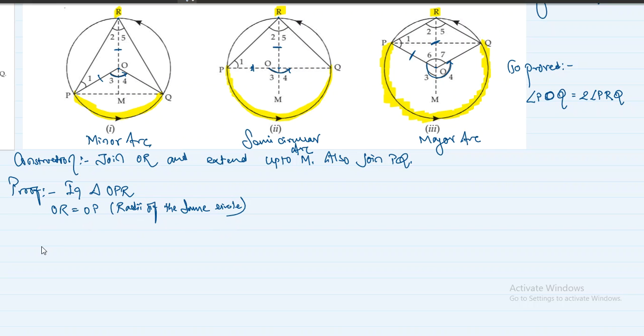So we can say that angle 1 is equal to angle 2. Which is angle 1? Over here, this angle is equal to angle 2. Why is angle 1 equal to angle 2? Angles opposite to equal sides are equal. So angle 1 is equal to angle 2, since OR is equal to OP. Right? Okay. What next?